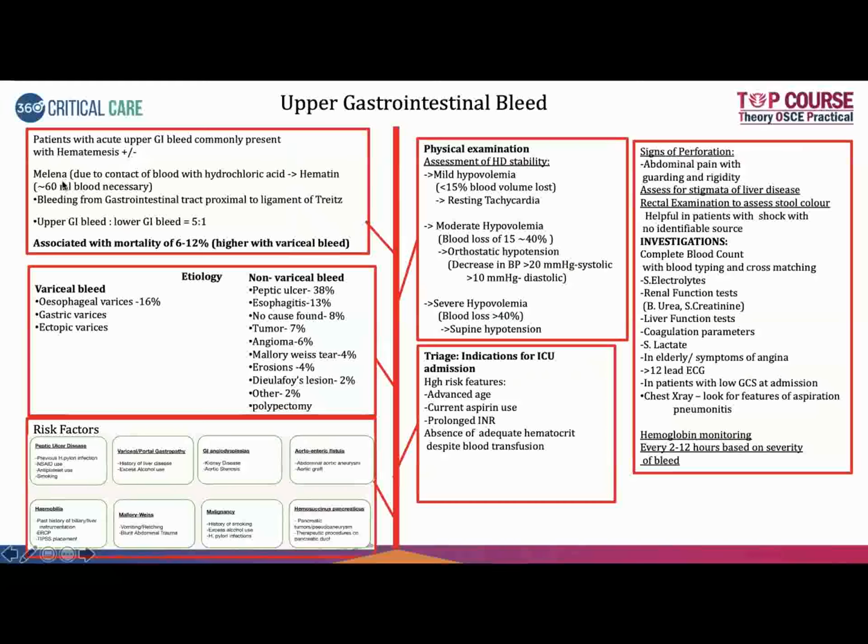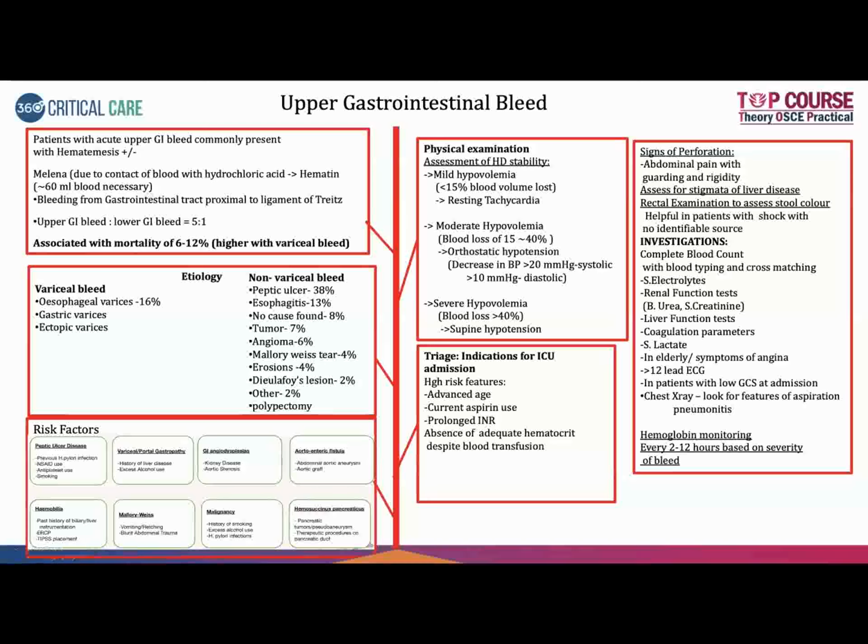So why does melena happen? Because the blood gets in contact with the hydrochloric acid in the gastric contents, it is converted into hematin. This is excreted as hematin in the stool and presents as a blackish colored stool, which is melena. For melena to occur, there should be at least 60 ml of blood.